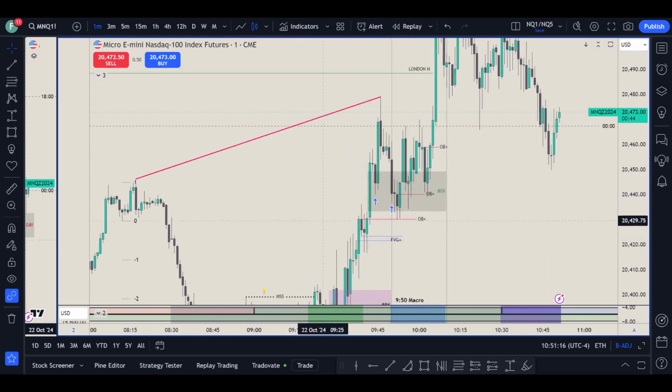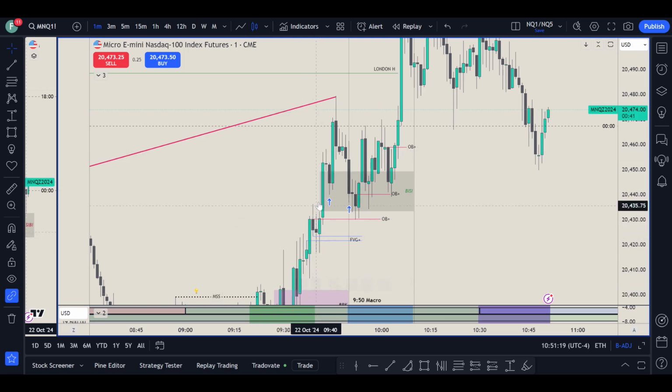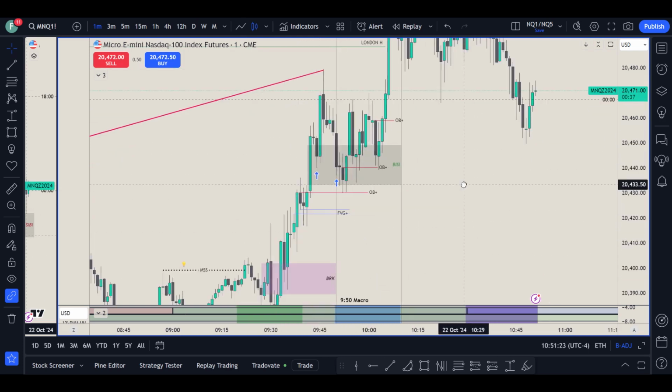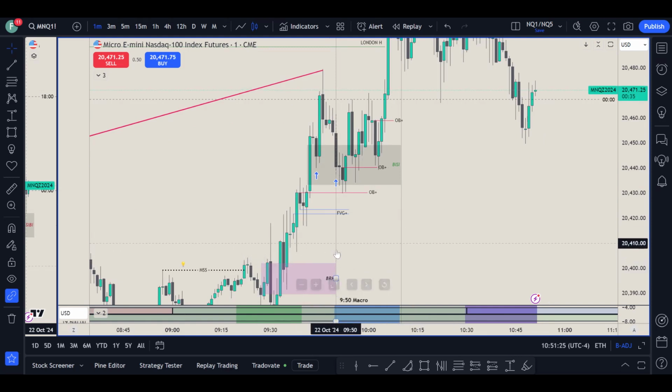price formed this order block here, and then expanded higher, forming a BISI. I entered right there. I know it was outside of the macro time. Macro time starts at this line here, but I saw this as a good entry, so I entered 2 contracts right there.